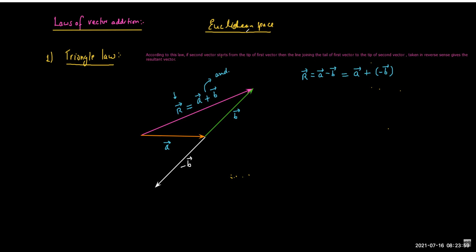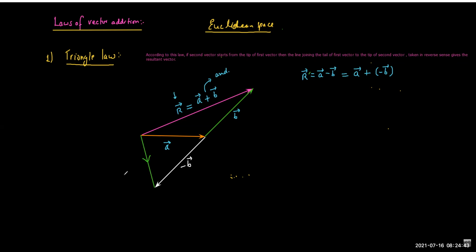Can you tell me the resultant? How should I draw the line to get the resultant of A and minus B? The tip should be joined to the minus B vector. So where should I start? From the tail of the orange vector, and I should end at the tip of the minus B vector. And the arrow should be towards the minus B, towards me, like this only.